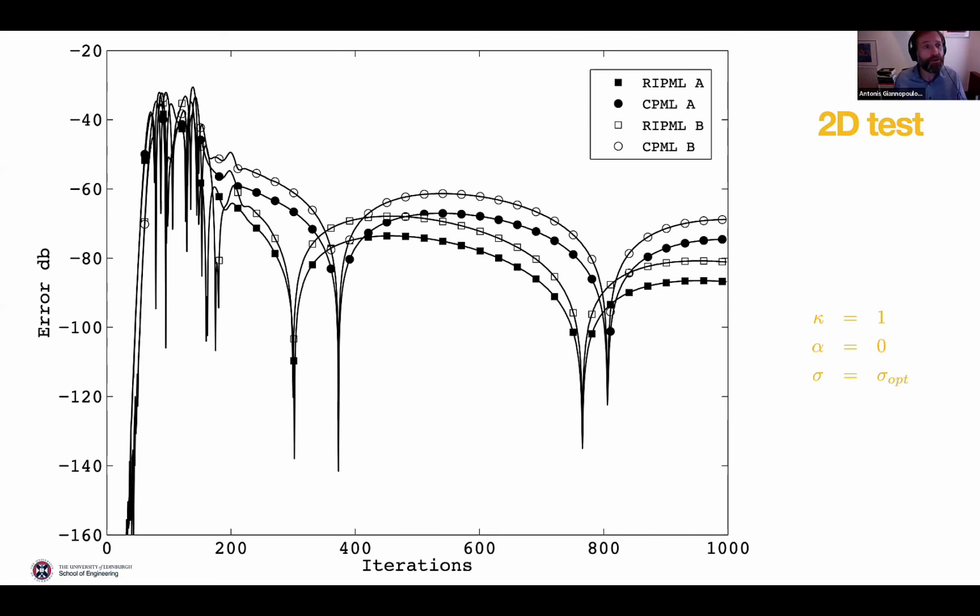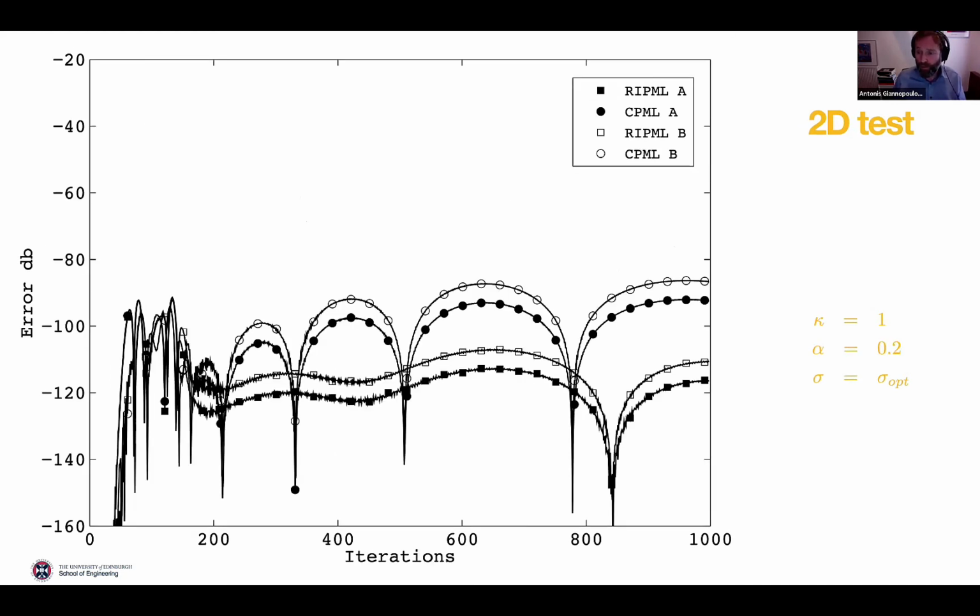But we do get a good level of performance, minus 40 dB or 30 dB for this kind of problem, a very, very small 2D model. If we actually do a CFS PML and increase the alpha parameter, we see that the performance improves significantly. We'll go to minus 90 dB. The RIPML outperforms the CPML again.